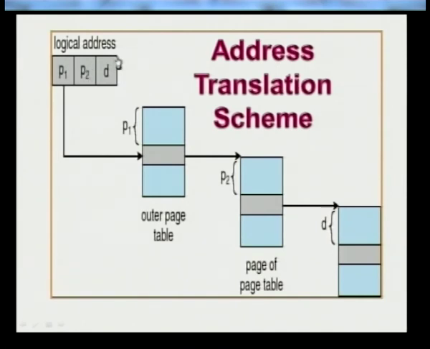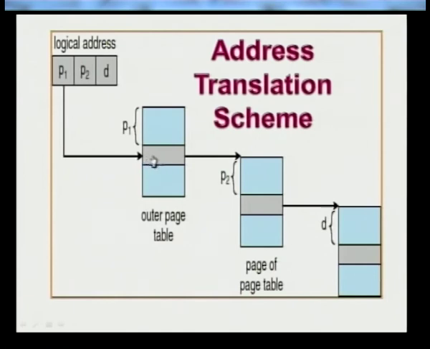As and when the logical address is generated by the CPU, the displacement D is kept aside for later use, to add with the frame as and when the frame is identified. P2 is also kept aside. Initially, P1 is taken and referred to the outer page table. The distance from the start address of the outer page table up to P1 will give you the location of P1. The reason is the entries in the page table are always arranged in a linear hierarchy.